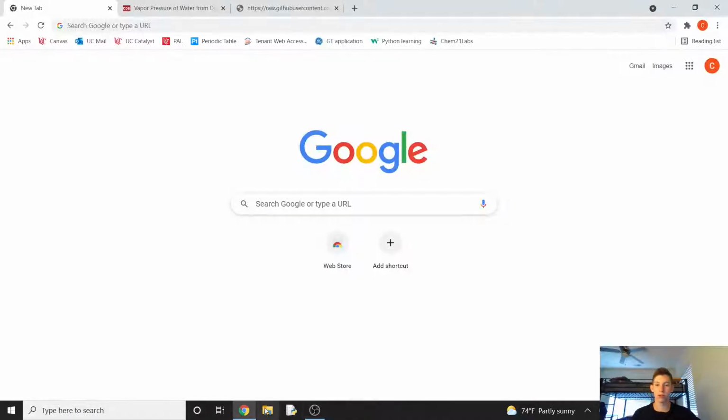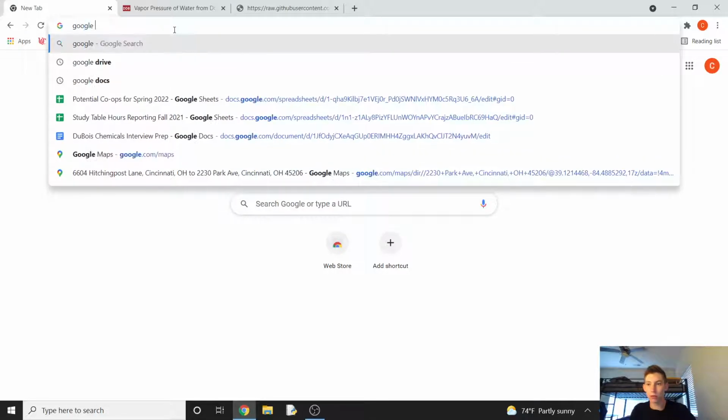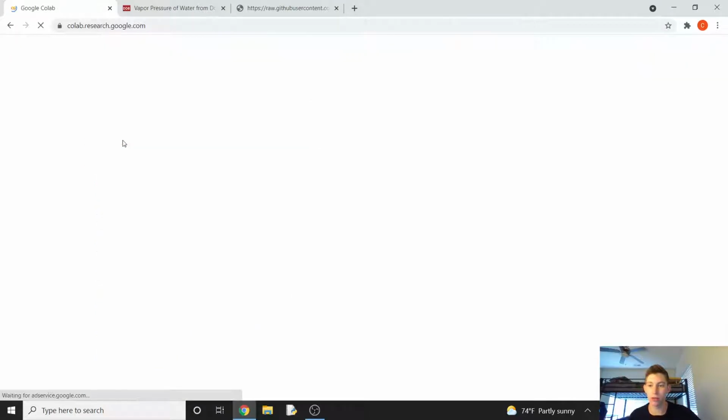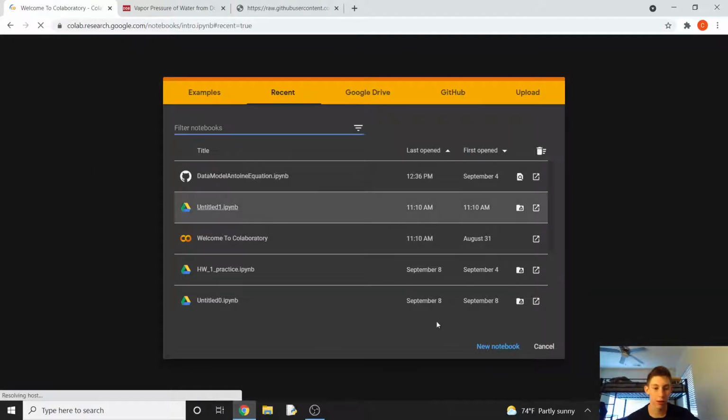Hi, my name is Connor Bush, and this is my presentation on how to model the Antoine equation given a set of data with both linear and nonlinear regression. So first, we're going to go to Google Colab because that's where we're going to do all of the coding. So we'll just open a new notebook here.